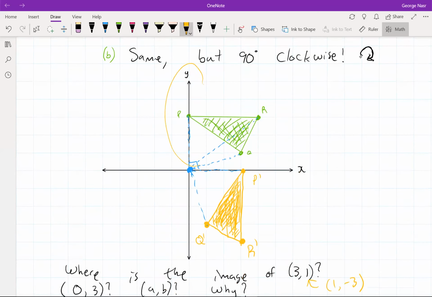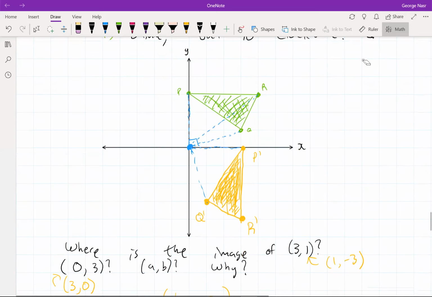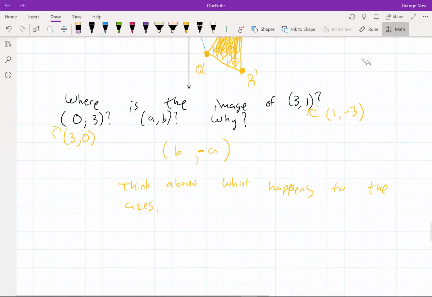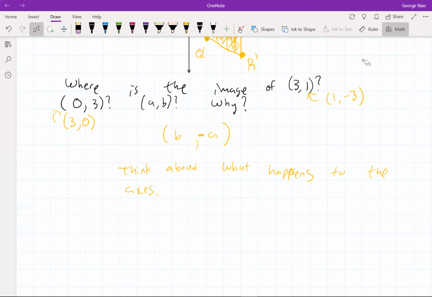Meanwhile, the positive Y axis becomes a positive X axis. And so the positive Y value stayed as a positive X value. Okay, so I'll leave you to fill in those details. I'm not looking for something very, very precise here. I just want you to share some of your ideas and thinking about what happens to the axes.